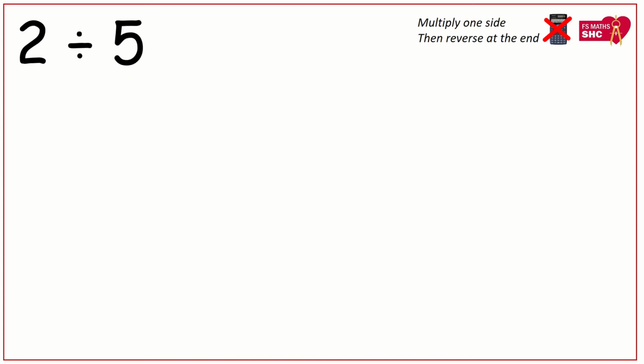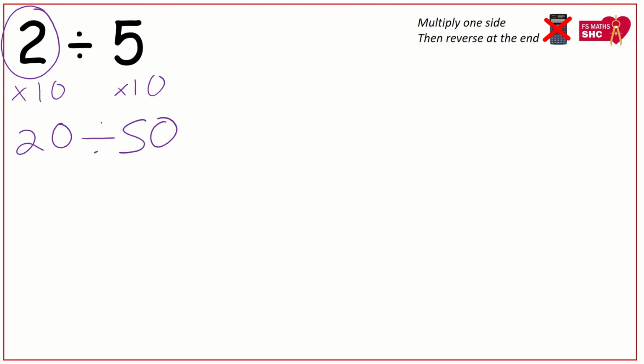Right, let's try the last one. This one is slightly different because the number on the left hand side is smaller than the one on the right. So this is like saying we've got 2 sweets, got to divide it by 5 people. If I times both sides by 10, that's not going to help me because I'm going to end up with 20 divided by 50, I can't divide 20 sweets by 50 people very well either. So we need a slightly different strategy.